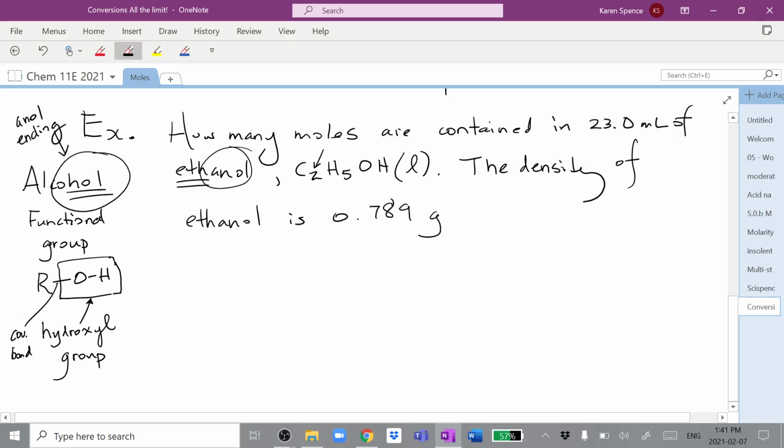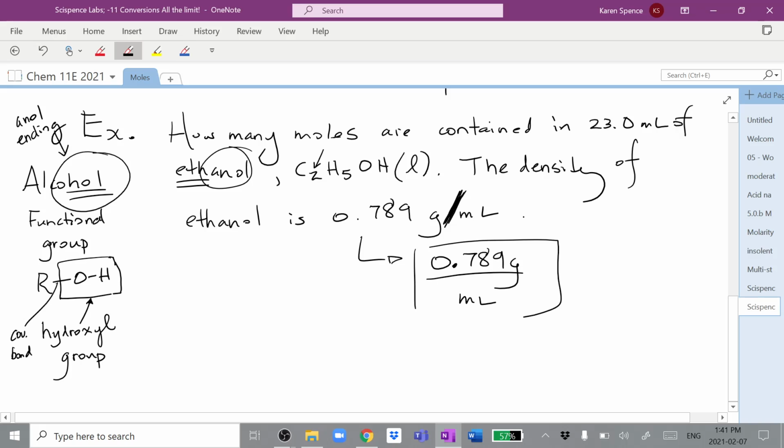0.789 grams per milliliter. Now, remember, anytime you have something written with a slash like this, it will do you good to rewrite it as 0.789 grams per milliliter, because then it becomes quite obvious that that is a conversion factor. Okay, so our density is a conversion factor.